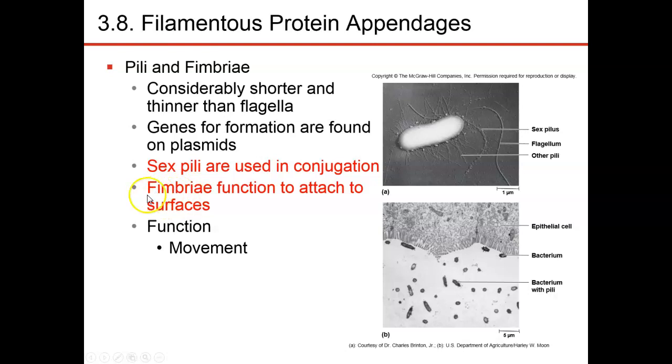And fimbriae function in attachment to surfaces. So the sex pilus functions in attaching to other cells, whereas fimbriae just allow them to attach to a surface, and then they can move along the surface.